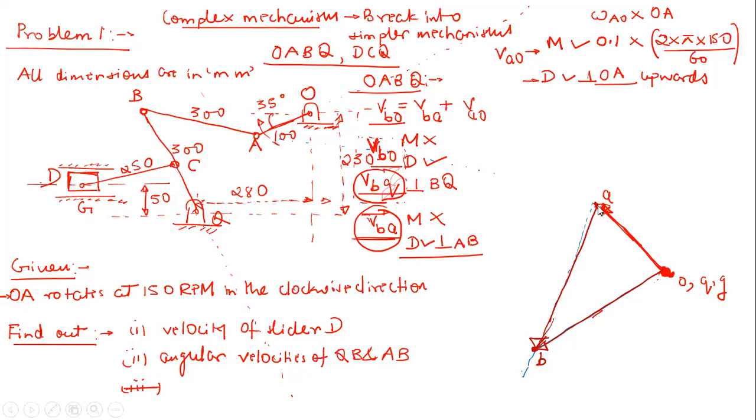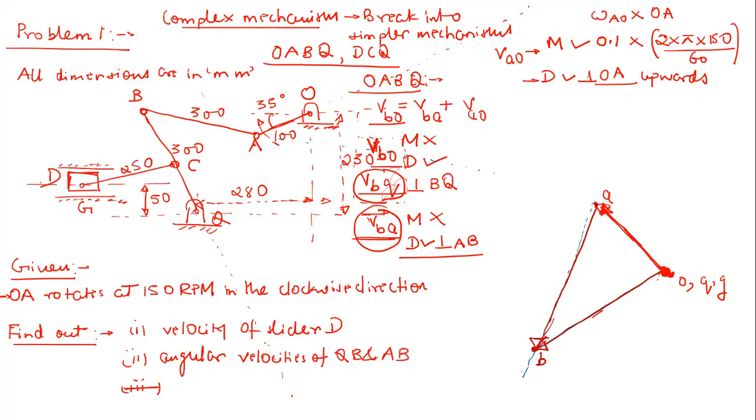So, okay, this part is over. Now what should be my next step? This is fine. That we drew, we know the velocity of all the points in which mechanism? In mechanism O, A, B, Q, right? So now what should be my next step? What should we do now? Find velocity of C. Very good.